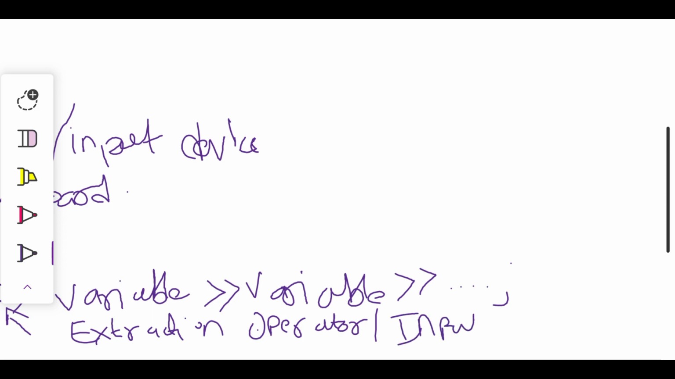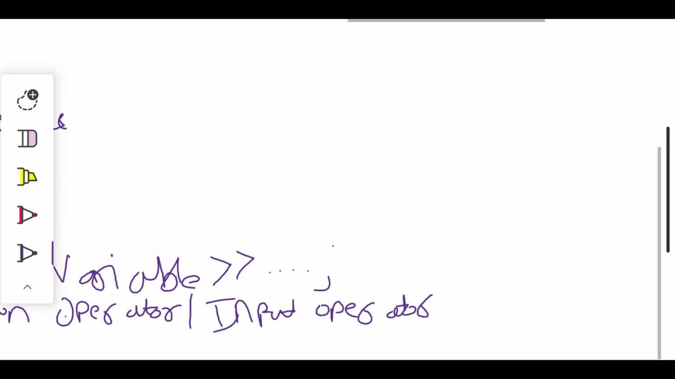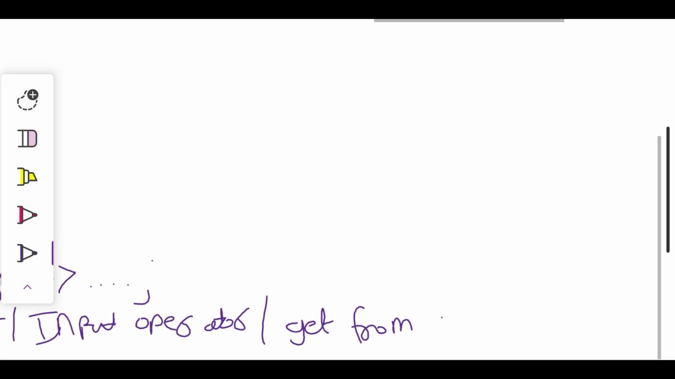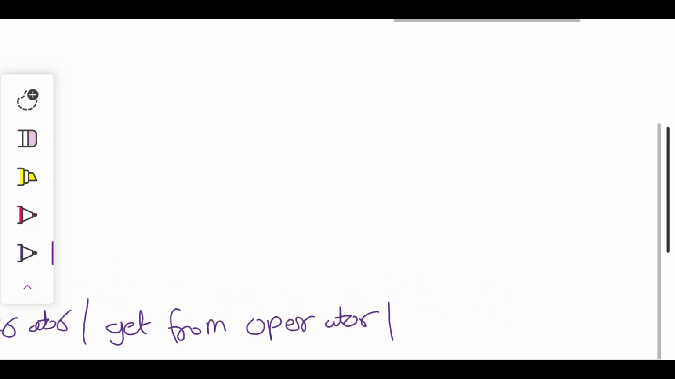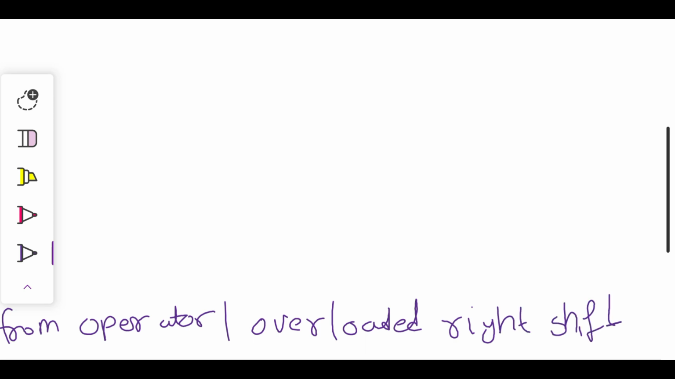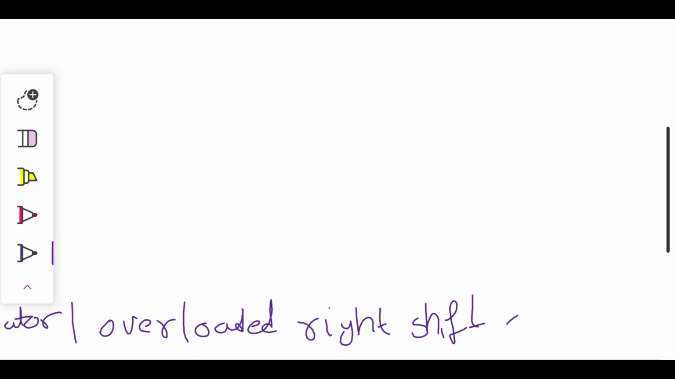We can also call it as input operator, or we can also call it as get from operator, or we can also call it as overloaded right shift operator. This is about this operator.